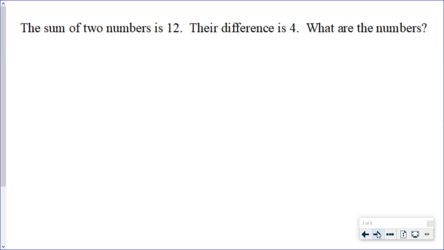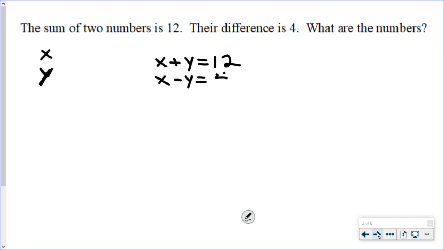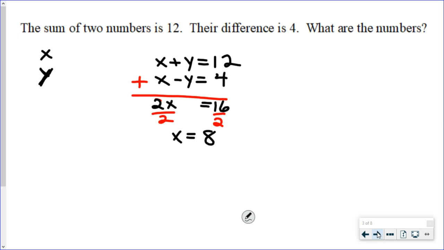Same thing. The sum of two numbers is 12. I don't know what the two numbers are, but we'll call them X and Y. When I sum them, I add them. When I difference them, I subtract them. Now, really, you shouldn't say when I difference them, but again, add down. The Y's cancel, so you have 2X equals 16. Divide by 2. So one of the numbers is 8.